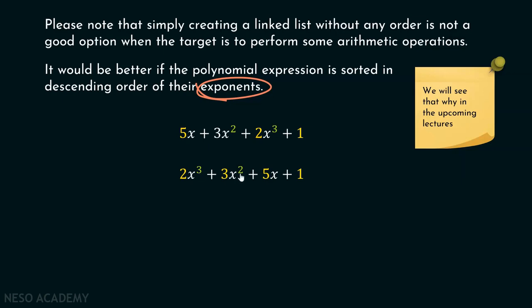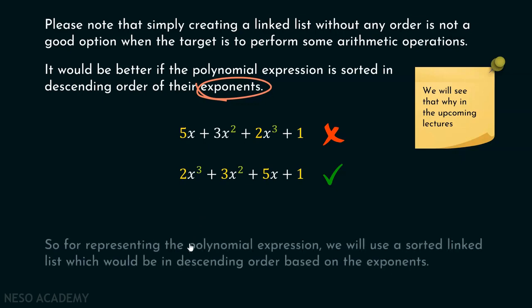here you can see that the terms are arranged in descending order of their exponents, right? The first term is 2x cube, then we have 3x square, then we have 5x to the power 1, then we have 1x to the power 0, right? So the terms are arranged according to their exponents, and that too in descending order. Let me tell you, the earlier one is not a preferred choice, and this is obviously a preferred choice, because we can easily perform operations on these types of polynomials.